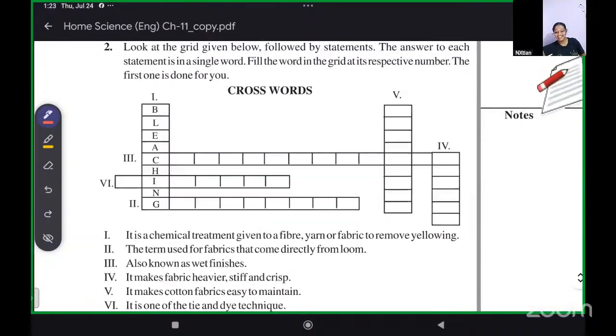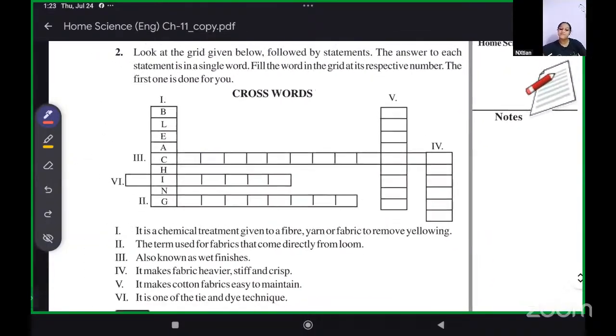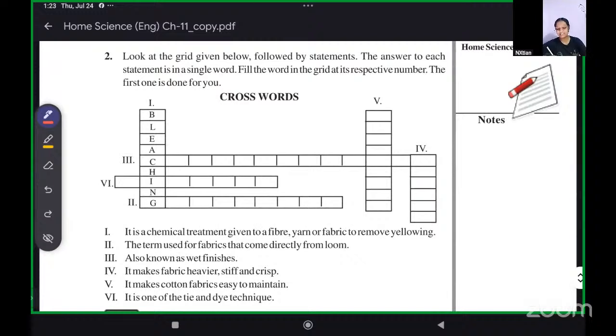Now, look at the grid given below, followed by statements. The answer to each statement is a single word. Fill the words in the grid at its respective number. Chemical treatment given to a fiber, yarn, or fabric to remove yellowing is bleaching. That's given. Can you do 2, 3, 4, 5, and 6 right now?